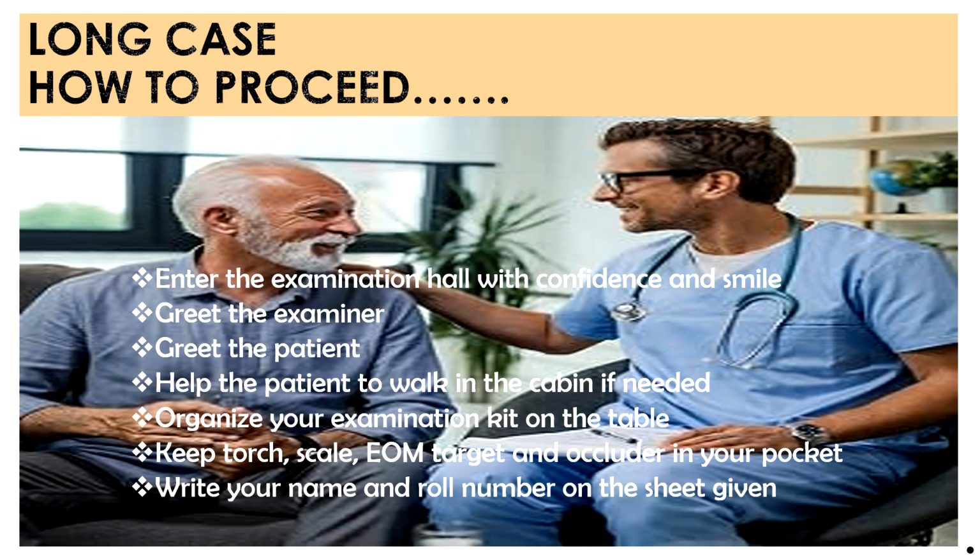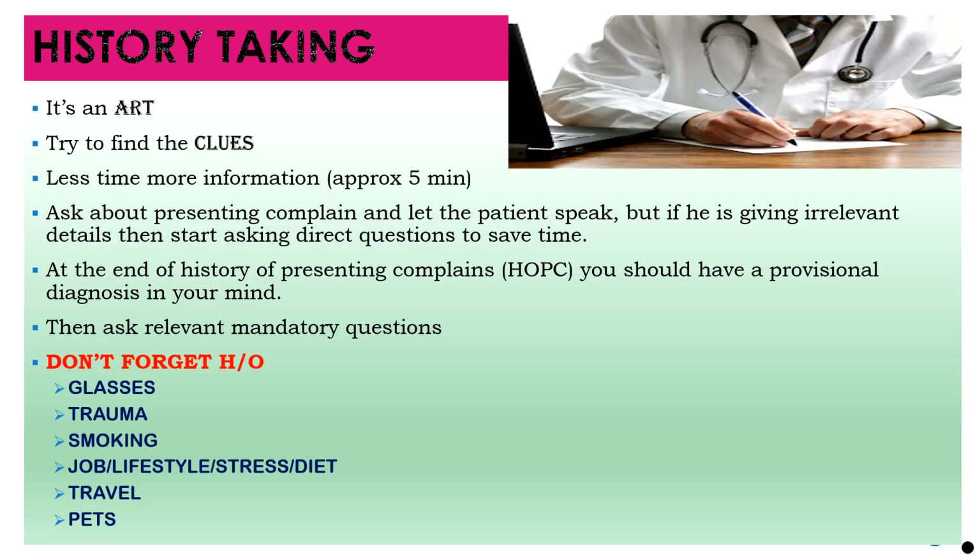Organize your examination kit on the table. Keep your torch, scale, extraocular movement target and occluder in your pocket so it's reachable. Write your name and roll number on the given sheet. The bell rings and the art begins.